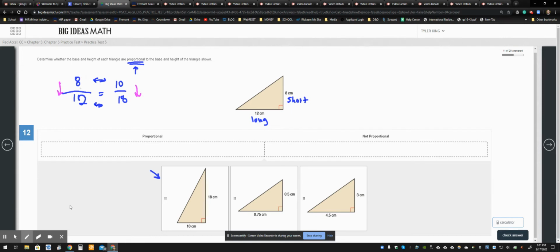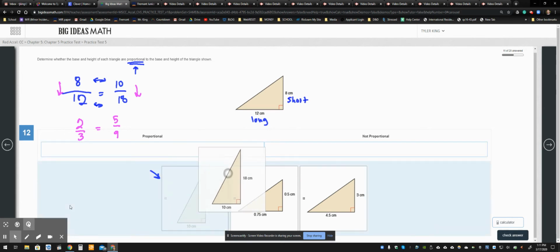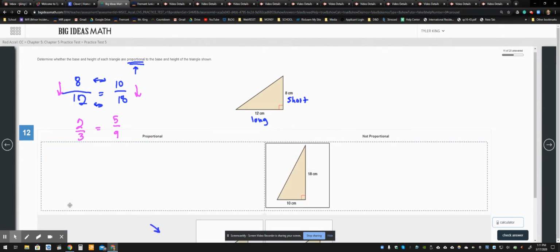We can see 8 and 12 are both divisible by 4, so we're going to end up with 2 over 3. We can see both these are divisible by 2. We end up with 5 over 9. Okay, at this point, we should be able to see that these are not proportional. So we should be able to take this one right here and say it's not going to be proportional.